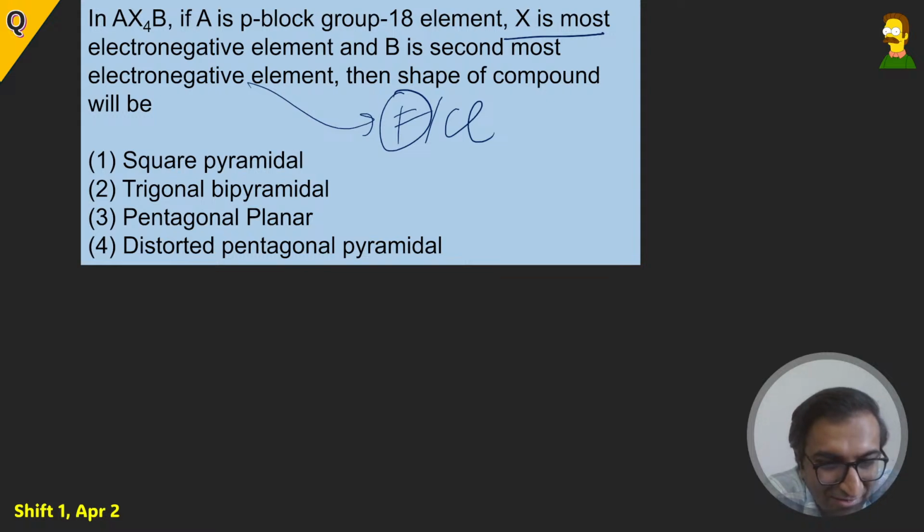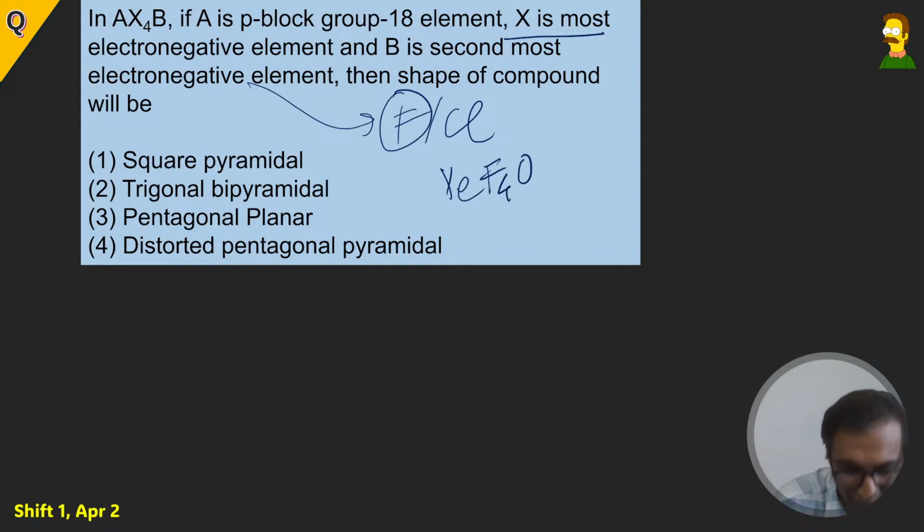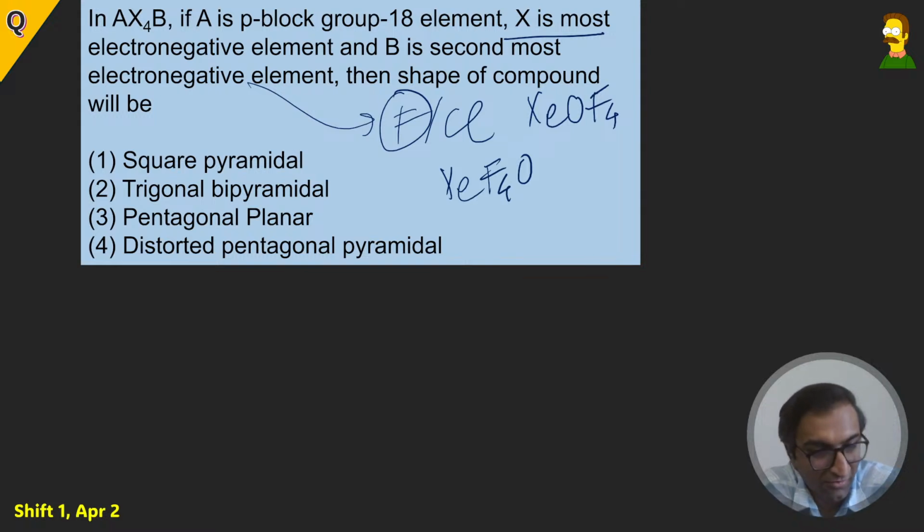I was going to say Cl, but realized it's not in question. All right, Akshat has now corrected themselves. Oxygen, bilkul sahi, bilkul sahi. It is XeOF4. That's the compound we're talking about.